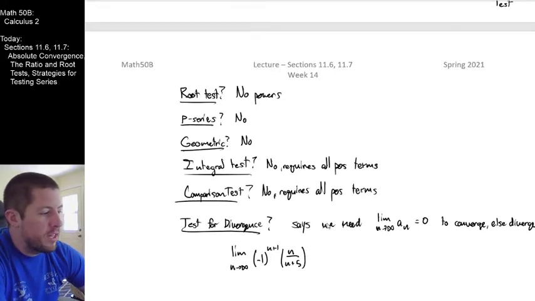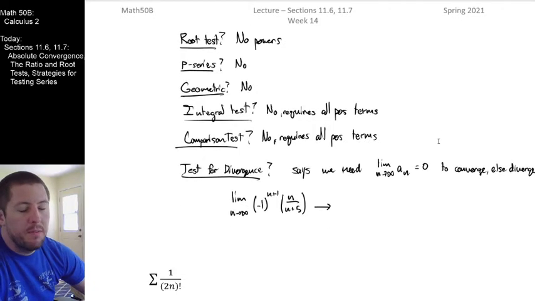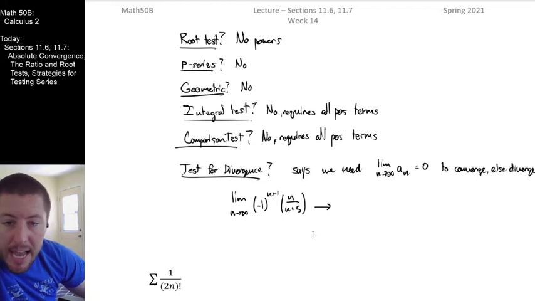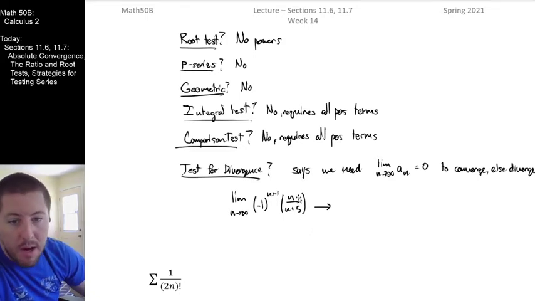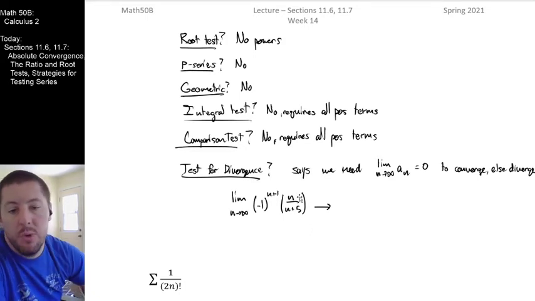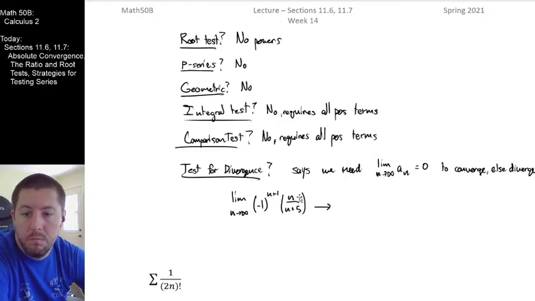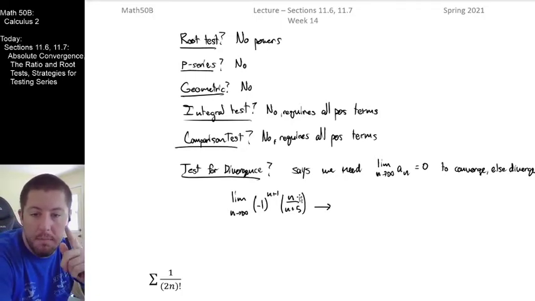Well, what is this eventually going to look like? You should notice, separate these two parts in your mind. This part right here is just going to make us alternate back and forth, positive, negative. This n over n plus 5, what is that eventually going to look like as n gets infinitely large? Just think about n over n plus 5. Well, that's going to eventually be 1. The limit as n goes to infinity of n over n plus 5 is 1.